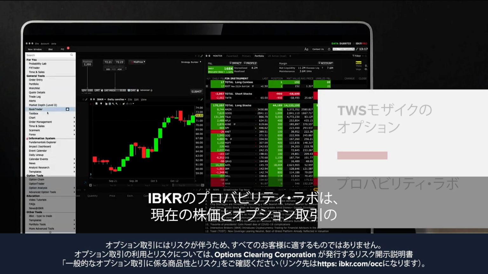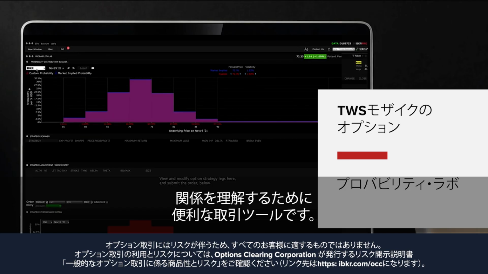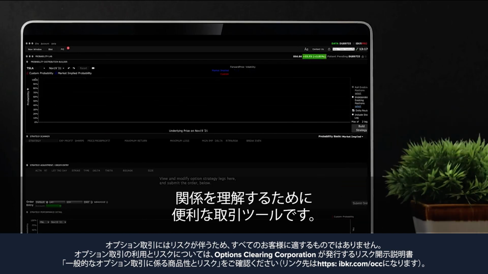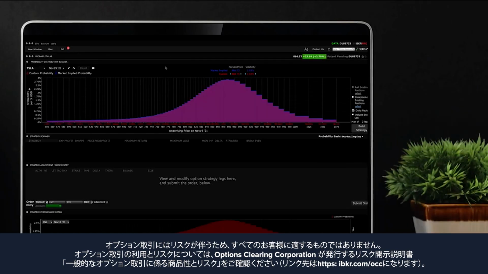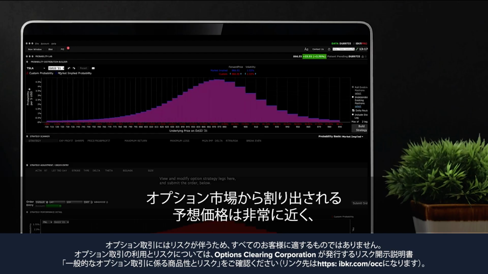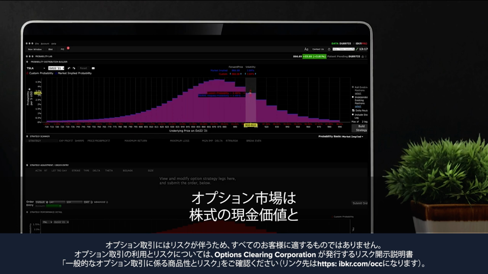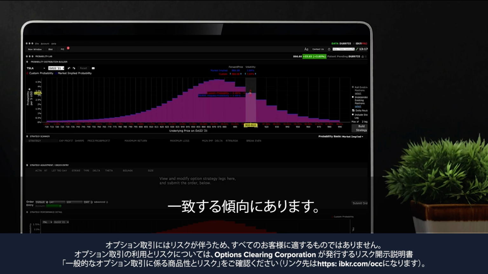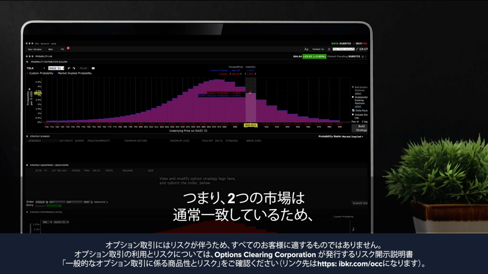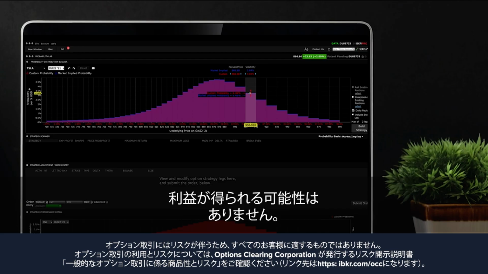The IBKR Probability Lab is a trading tool to help explain the current relationship between the price of a stock and options traded on it. Usually, the market price of a stock and the implied prices derived through the options market are very close. Therefore, the option market tends to be in agreement with the cash value of a stock. In other words, there is no likelihood of a profit at prevailing option prices in the event the stock's price stands still, because the two markets are usually aligned.